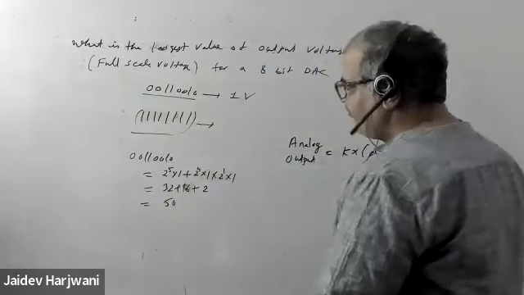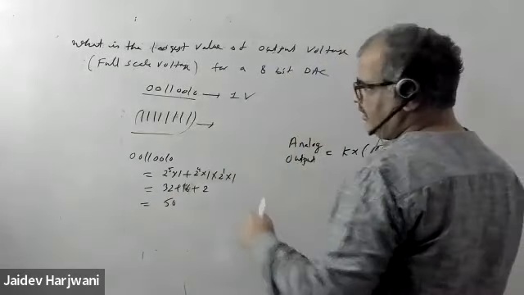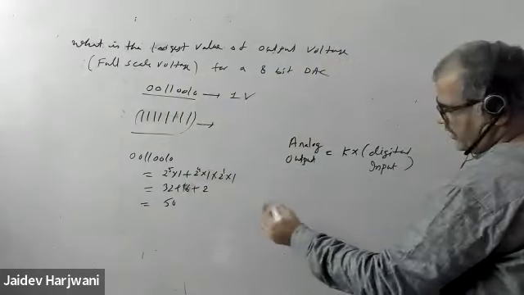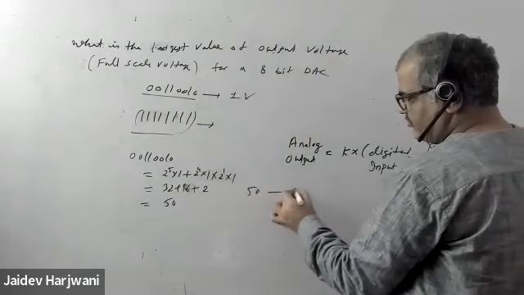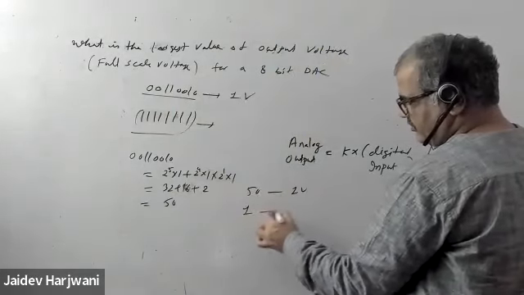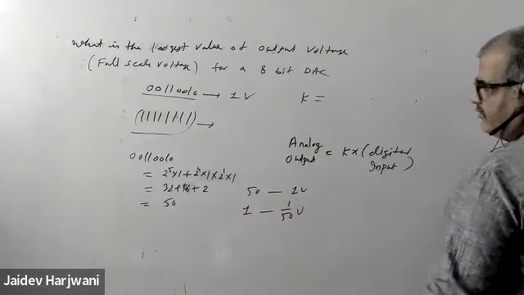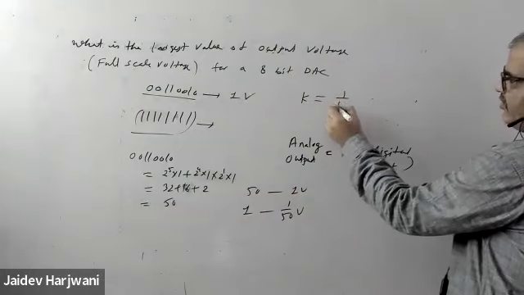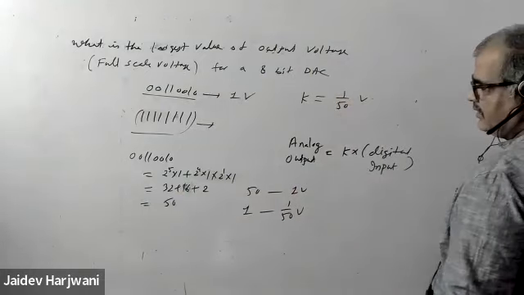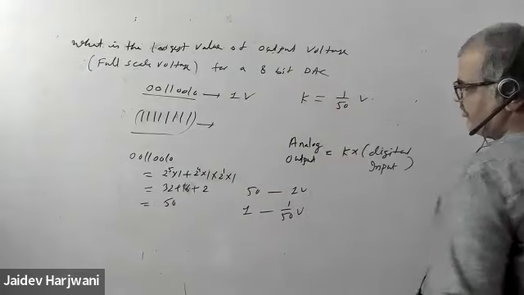So 50 equals 1 volt, which means 1 equals 1 by 50 volts. That is the step size, the K value. So the K value is 1 upon 50 volts.